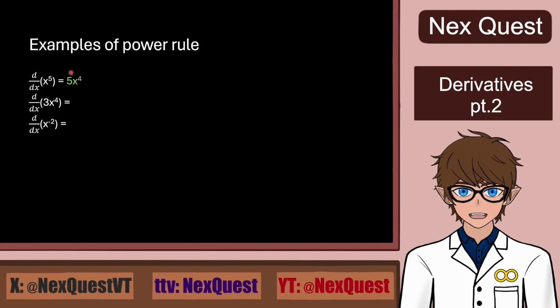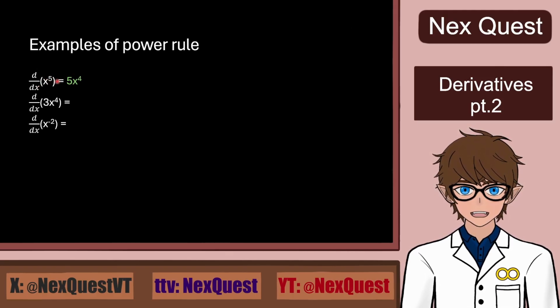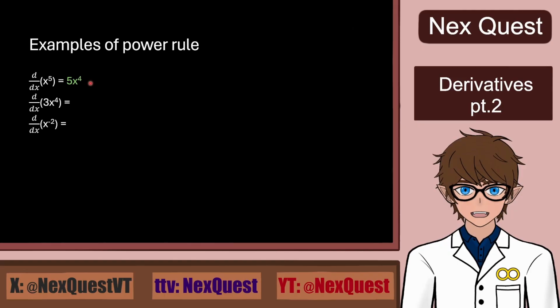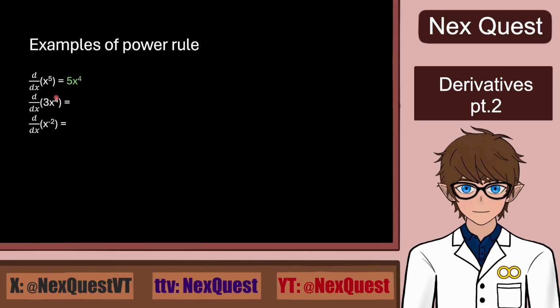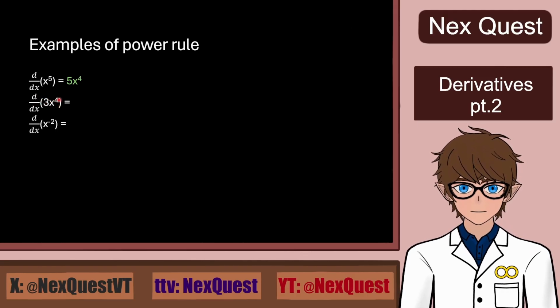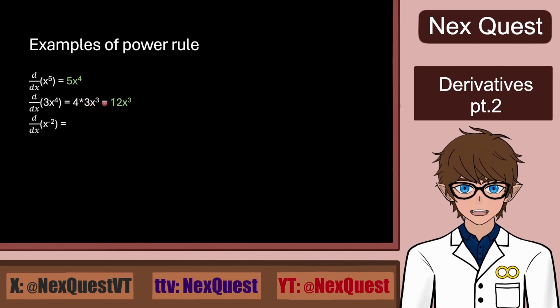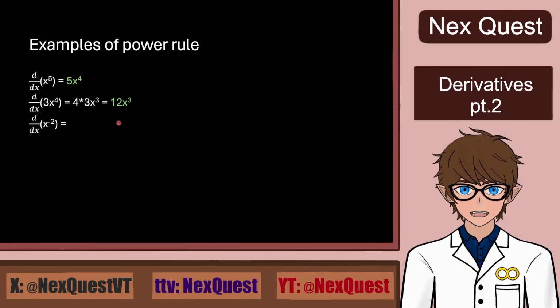So in the first example, 5 is moved in front. The exponent is reduced by 1, so 5 minus 1 is 4, and we're left with 5 times x to the power of 4. Easy. For our second problem, we need to find a derivative of 3 times x to the power of 4. So we move the 4 in front of everything, so 4 times 3 times x to some power, and then reduce that power by 1. We're left with 4 times 3 times x to the power of 3, which when solved gives us 12 times x cubed. And this is the answer to our second example.